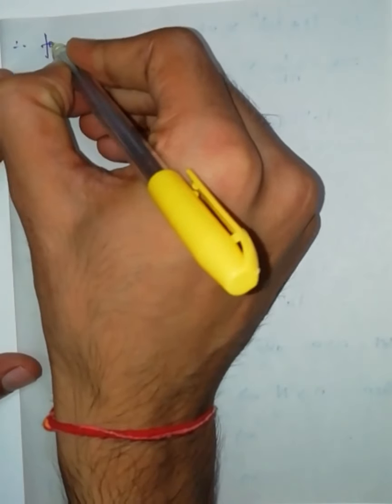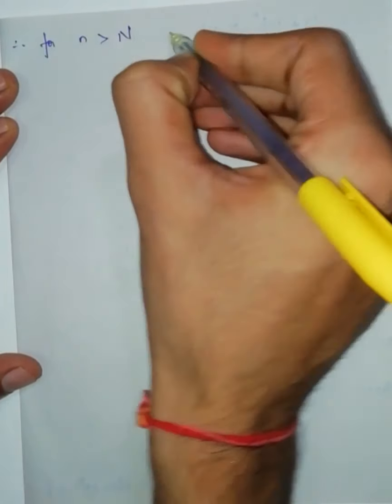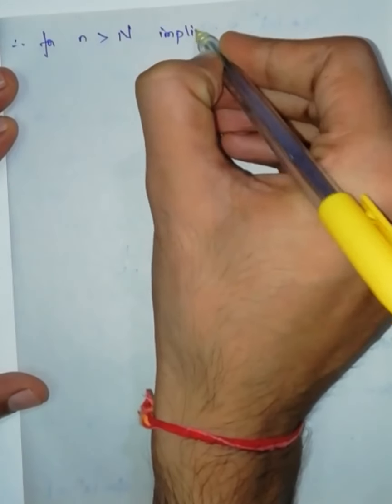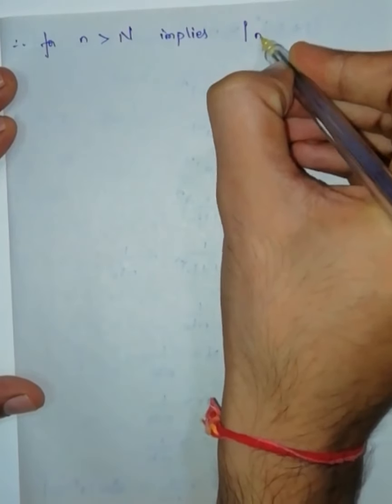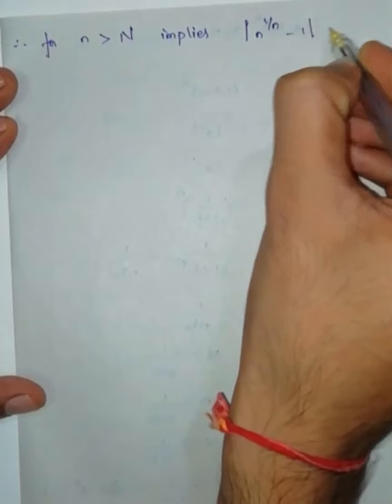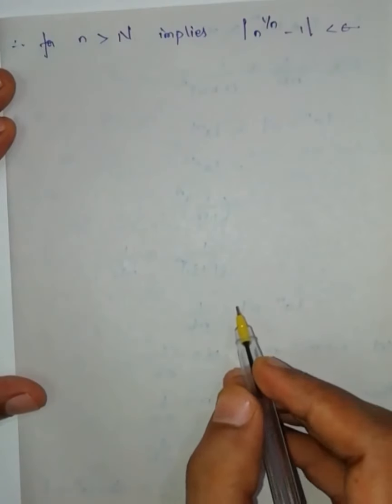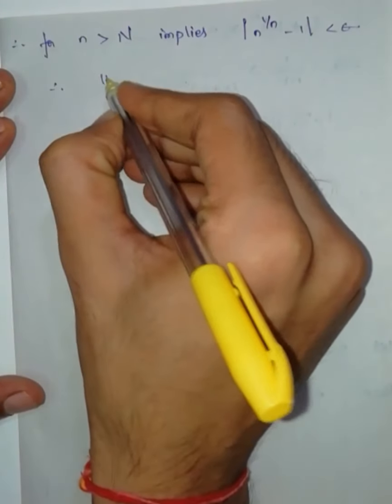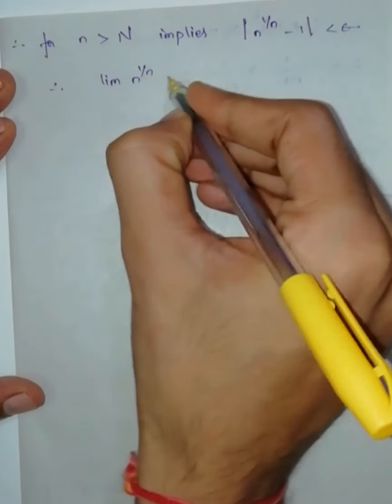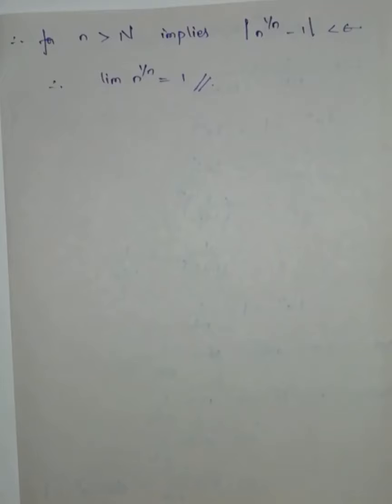Therefore, for small n greater than capital N implies modulus of n to the power of 1 by n minus 1 is less than epsilon. Therefore, limit n to the power of 1 by n is equal to 1. This one only we have to prove. Now, the next one.